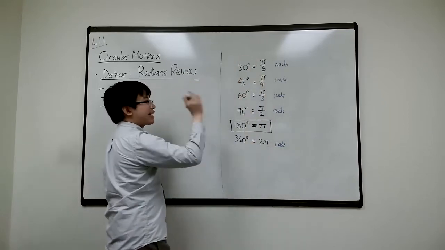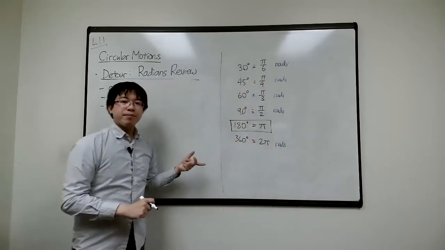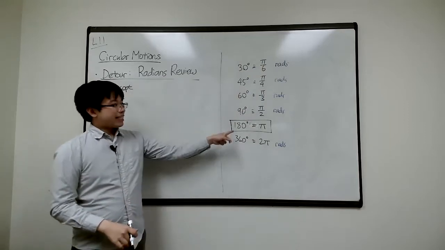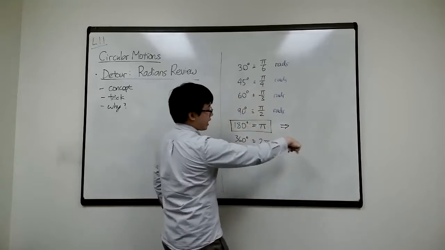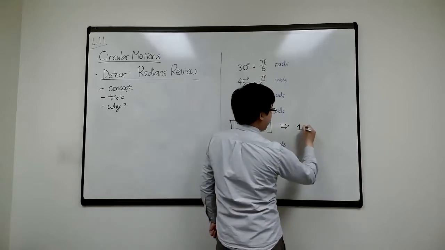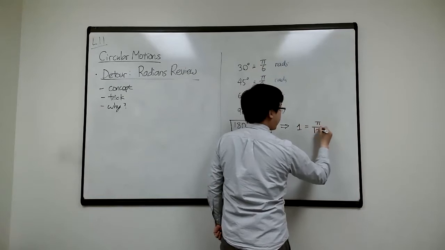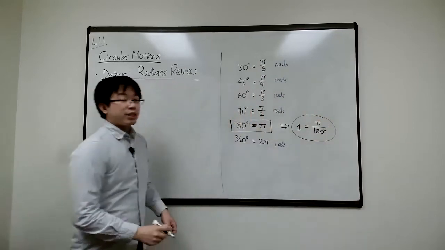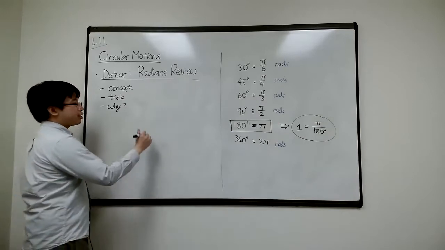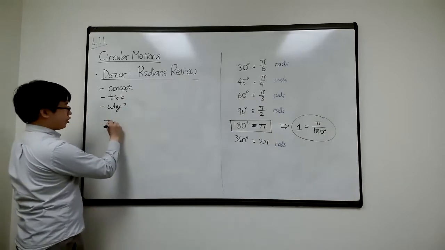Okay, 30 degrees is identical to pi over 6 radians. What that means is you can take that and divide by 180 degrees to the other side. So you have 1 equals pi over 180 degrees, right? So you can remember that. That is literally 1.